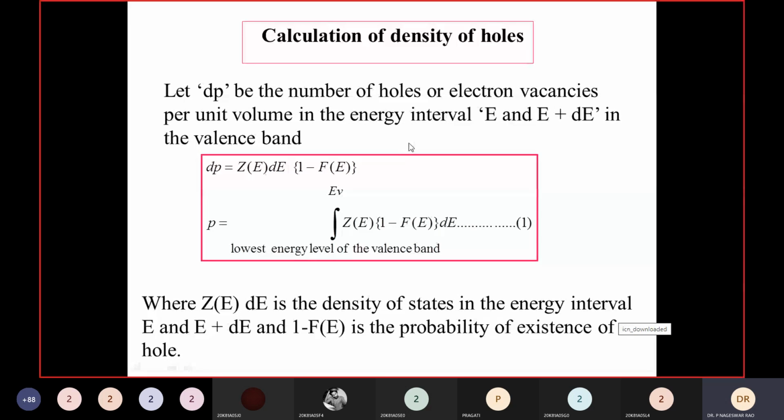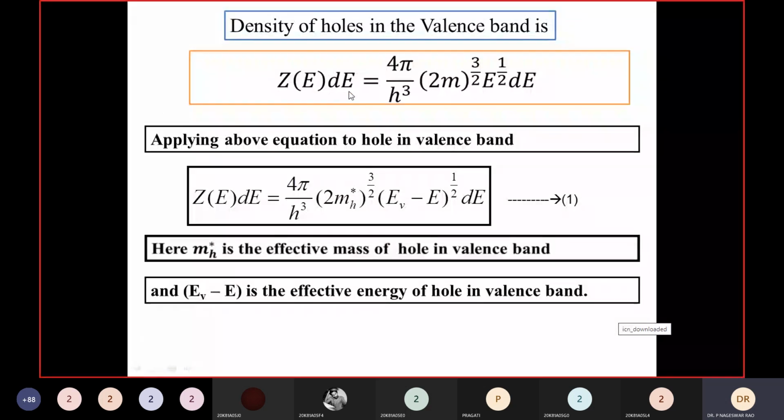Holes are formed by vacant sites of electrons. That means if we take 1 minus f of e, we get the probability of holes. Okay, so here z of e de is the density of the holes. Instead of m we take the effective mass of the hole, and instead of e we take the effective energy of the electron. This is the density of holes.